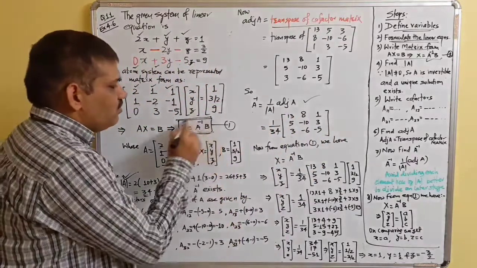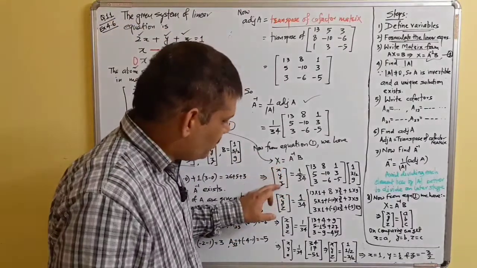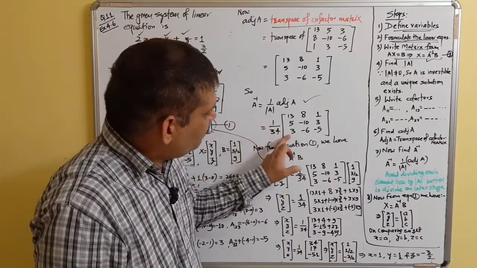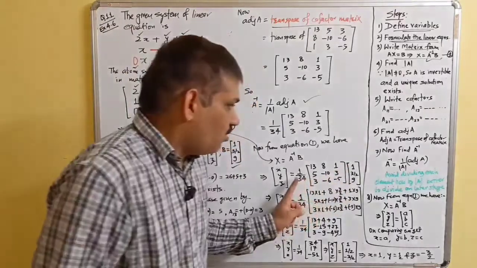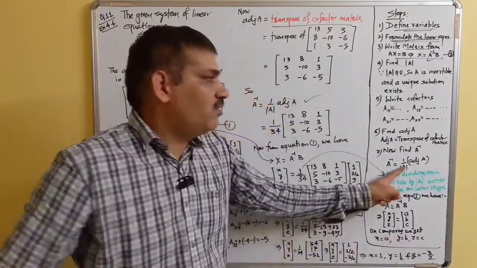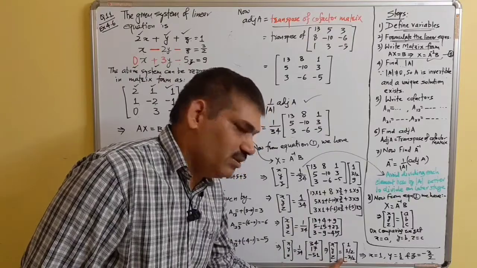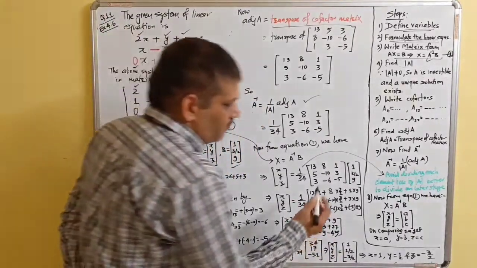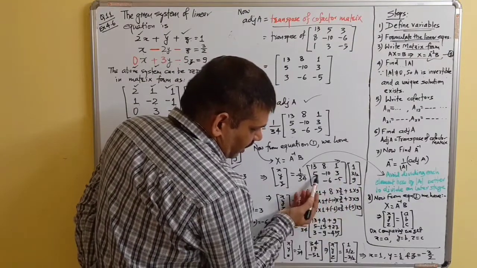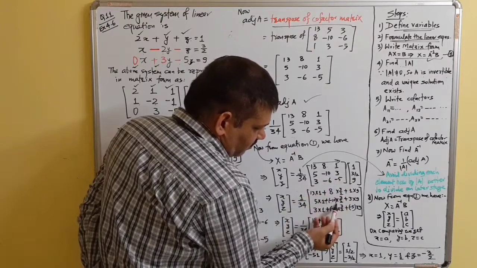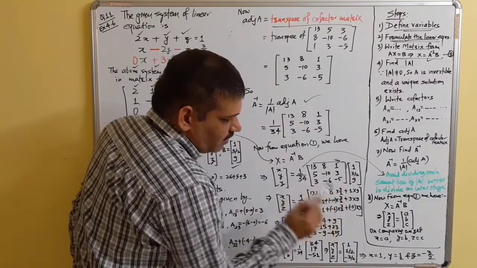Now from equation 1 we have the solution, X is equal to A inverse B. Now we put the values: the column matrix x, y, z is equal to 1 upon 34 times of this matrix, and the B matrix is 1, 3 by 2, 9. Now avoid dividing by determinant A here. We will divide by determinant A in the last step only. That will make the calculation easy. So now we multiply this matrix with this. 13 into 1 plus 8 into 3 by 2 plus 1 into 9. 5 into 1 minus 10 into 3 by 2 plus 3 into 9. Likewise 3 into 1 plus minus 6 into 3 by 2 plus minus 5 into 9.